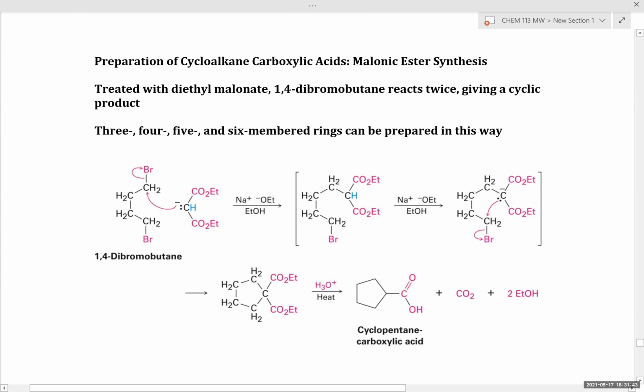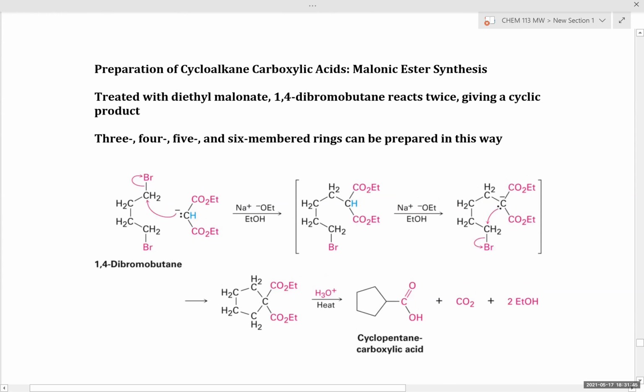Another application of the malonic ester synthesis is the preparation of cycloalkane carboxylic acids. So this can be used to prepare 3, 4, and 5, even 6-membered rings via sequential alkylation of a malonic ester with a dihalide, in this case, for example, dibromobutane, or essentially any alkyl halide that contains 2 halide leaving groups.